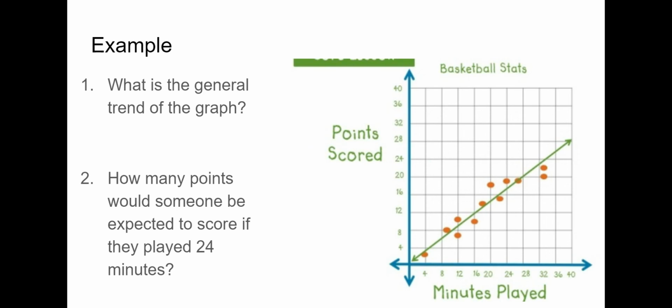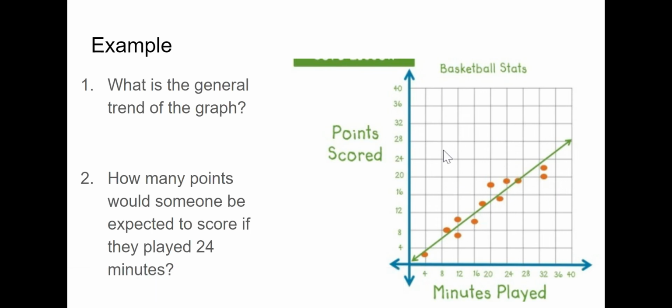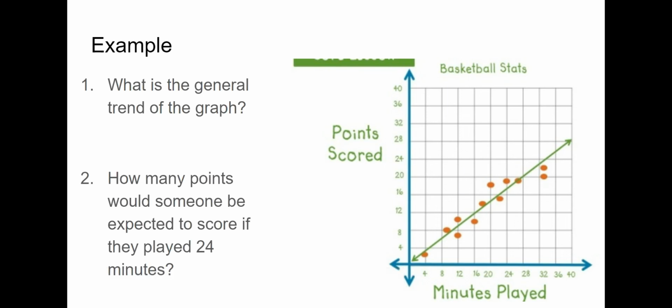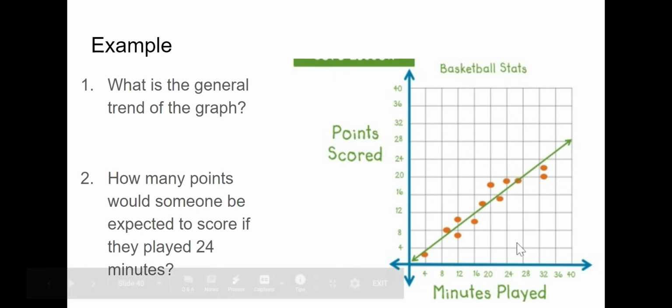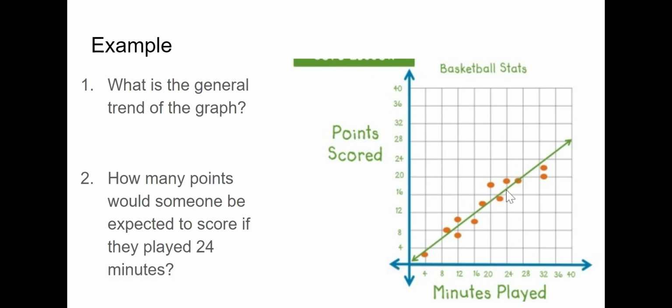Another example, general trend of this graph is basketball stats. They find that the more minutes somebody plays, the more points they're going to score. This one would go through the origin. I know they stop, but technically it would go through the origin by the fact that if somebody plays 0 minutes, they're going to score 0 points. So that is actually a data point that you could make. But again, the general trend here is going up. How many points would you expect if someone played 24 minutes? Well, 24 minutes on here would be about 17, 18 points expected.